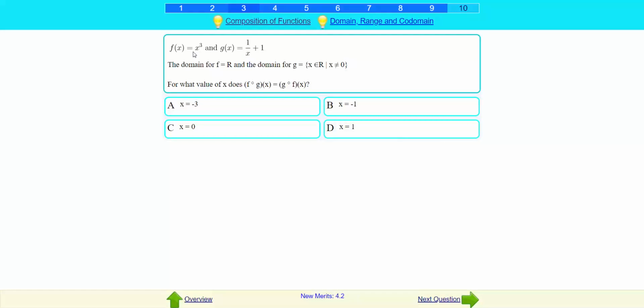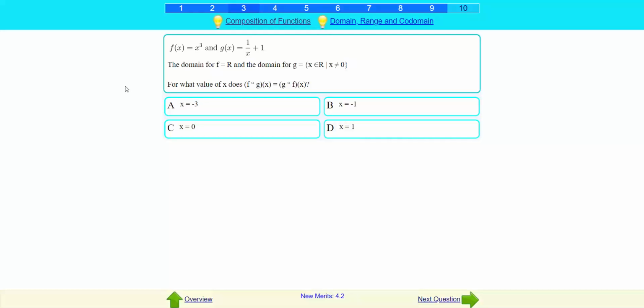So f of x is x cubed, and g of x is 1 over x plus 1. The domain for f is the set of real numbers, and the domain for g is x belongs to the naturals while x does not equal 0. Fair enough. For what value of x does the composition hold? We'll have to solve the equation again, similar to what we've done earlier.